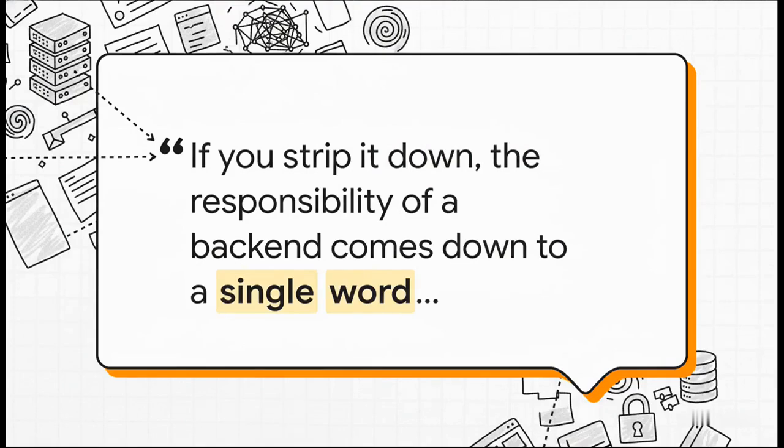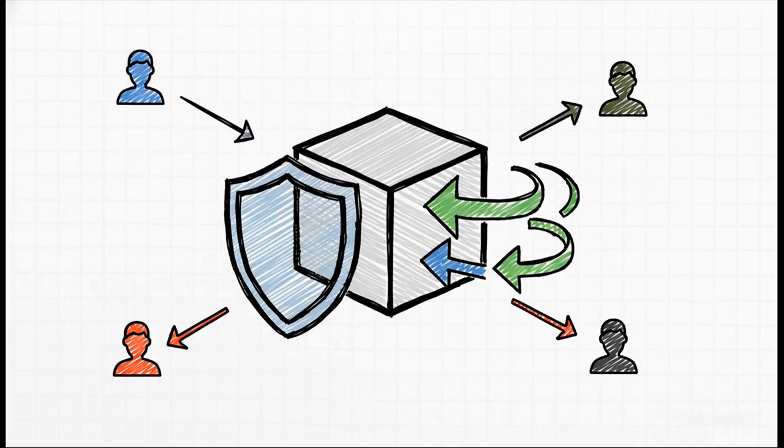And this right here is the crucial point. If you strip away all the complicated stuff, the servers, the code, the networks, the entire reason the backend exists, it all comes down to one single word. Data. That's it. That's the whole game. The backend's number one job is to be the guardian, the manager of all the application's data. It's the single source of truth that makes sure everyone is on the same page.